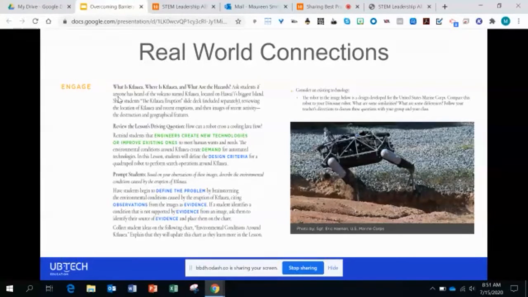The same lesson talks a lot about volcanoes and where they happen and the different pieces of technology that help support us. And so it makes it real for our kids. It gives them that real world connection and piece to work through.